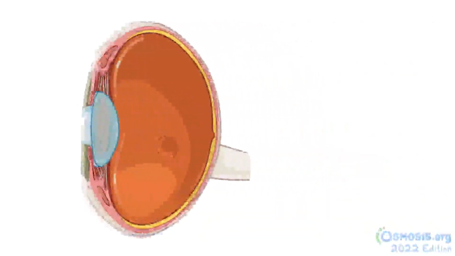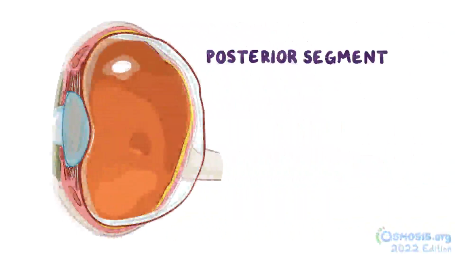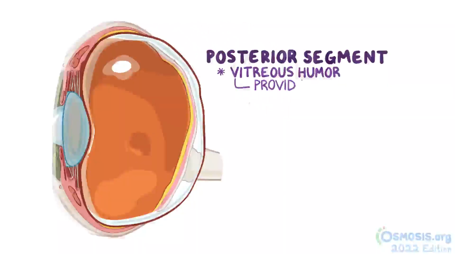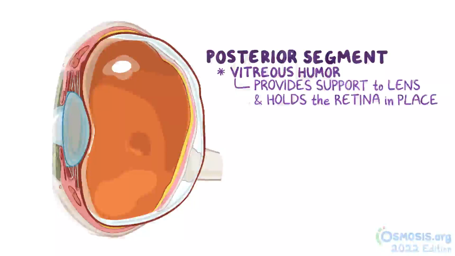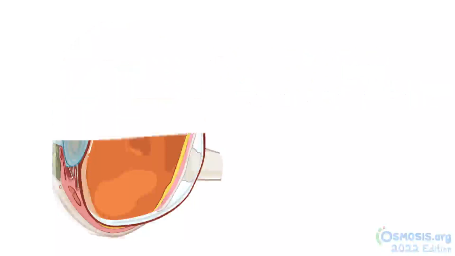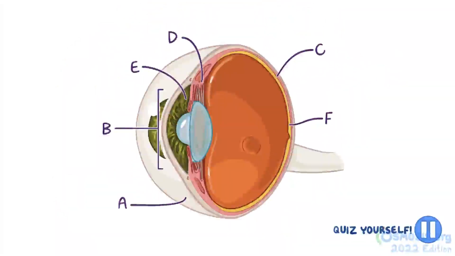On the other side, the posterior segment, also called the vitreous chamber, contains a more dense fluid called vitreous humor, which is also transparent, and it provides support to the lens and holds the retina in place. So, that's a lot of information to take in. Let's see if you can name the elements labeled from A to F on the following image of the layers of the eyeball.